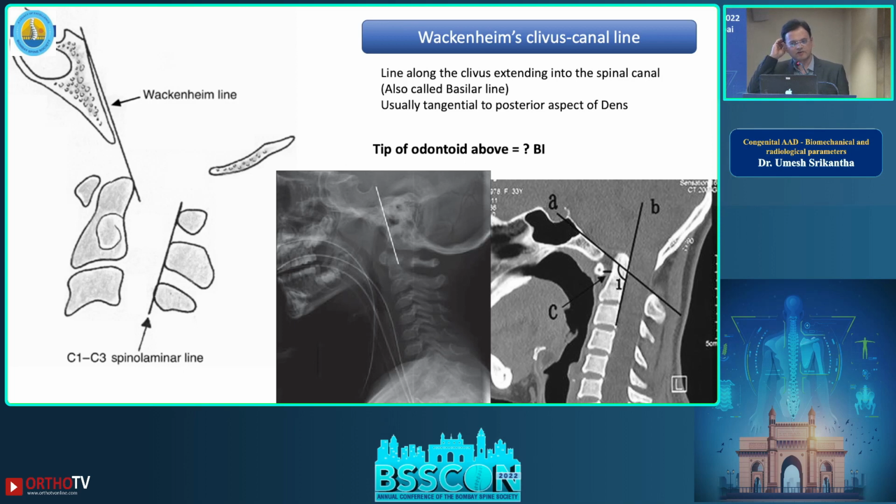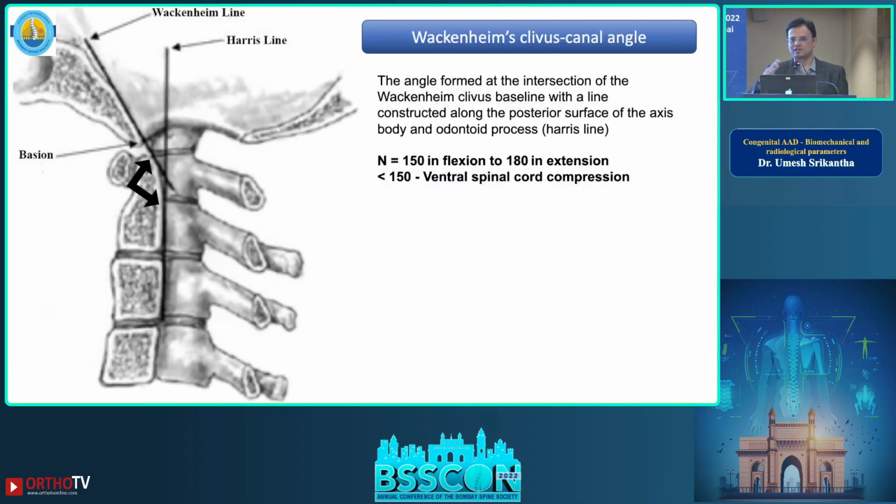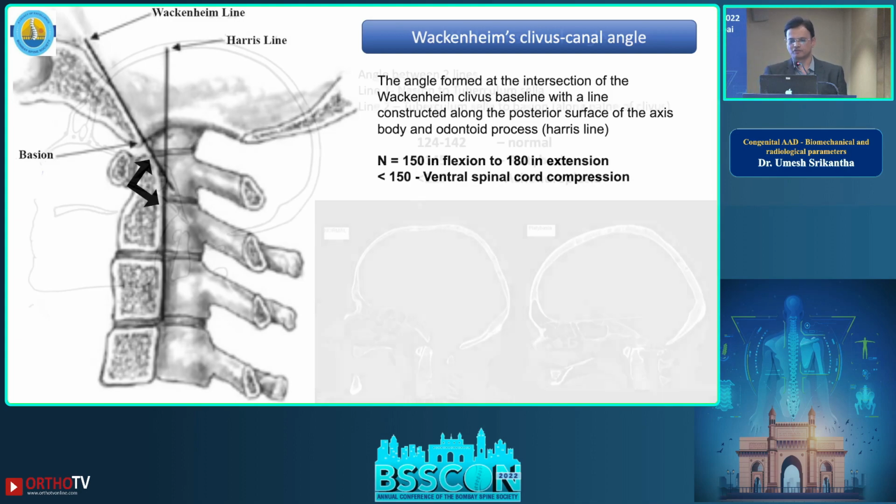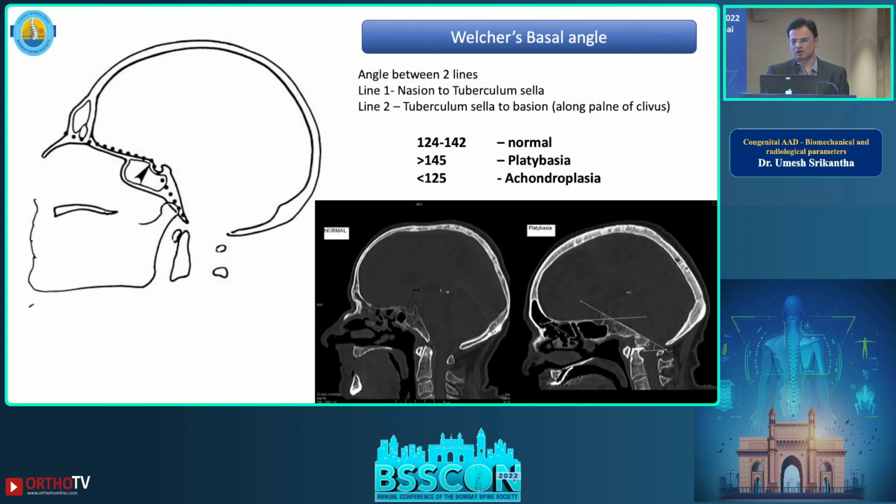One of the simplest lines again is Wackenheim's clivus canal line. It measures the internal slope of the clivus per se. When it's extended into the canal, if the dens goes above this line, that's again indicative of a basilar invagination. Usually this line should be tangential to the posterior aspect of the dens. When this line is combined with the Harris line, a line drawn along the posterior border of the spinal canal or the posterior border of the axis, this angle is called Wackenheim's clivus canal angle. When the odontoid retroverts and migrates inside the foramen magnum, this angle can get reduced. If it's less than 150, it is suggestive of impending spinal cord compression.